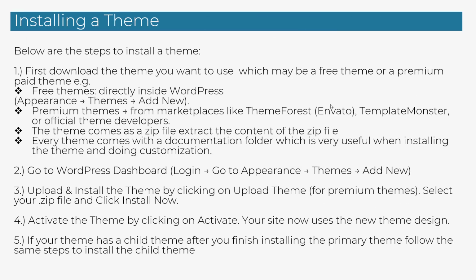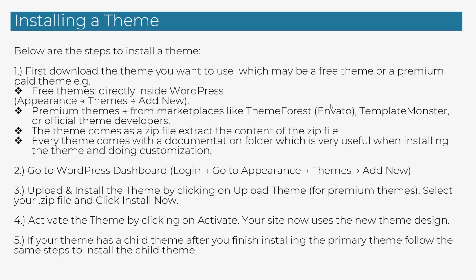So the first thing you're going to do is to install a theme, and below are the steps to install a theme. So first you need to download the theme you want to use, which may be a free theme or a premium paid theme. For the free themes, you can get them directly under WordPress. So under appearance, themes, and then you add them.